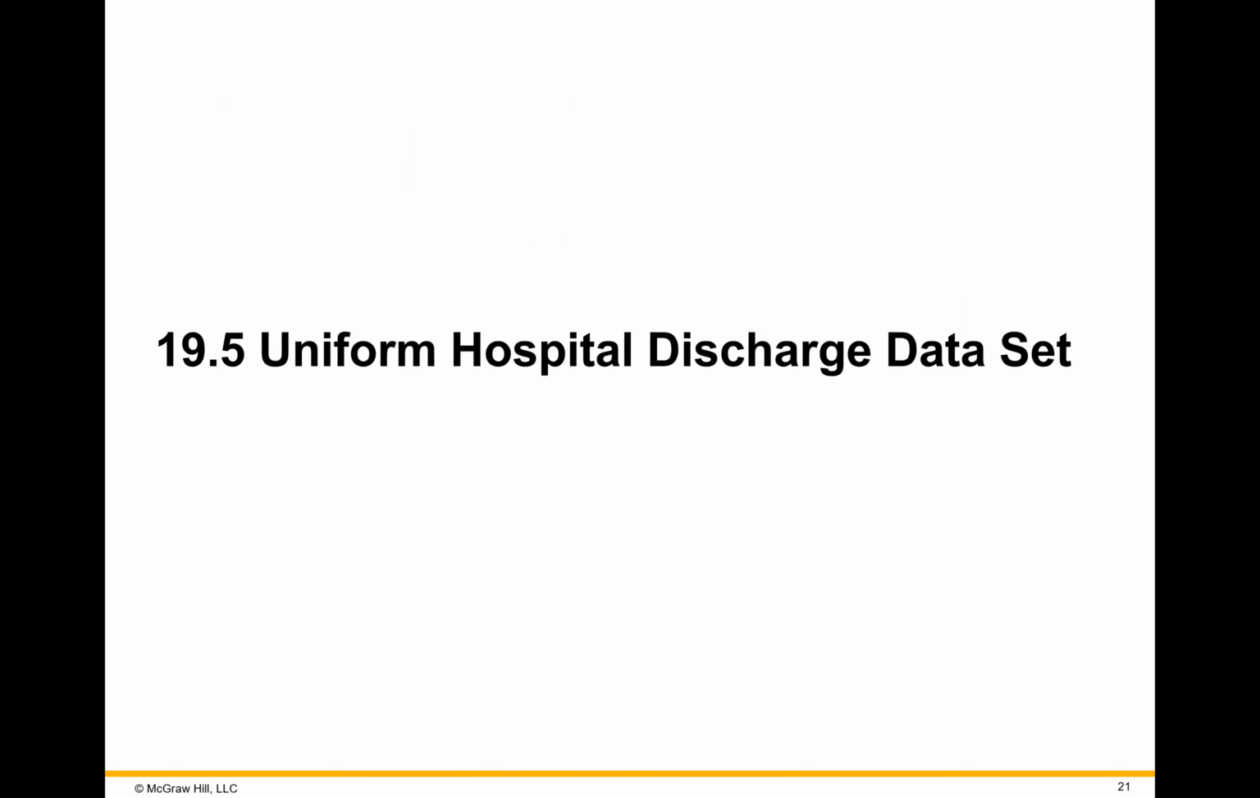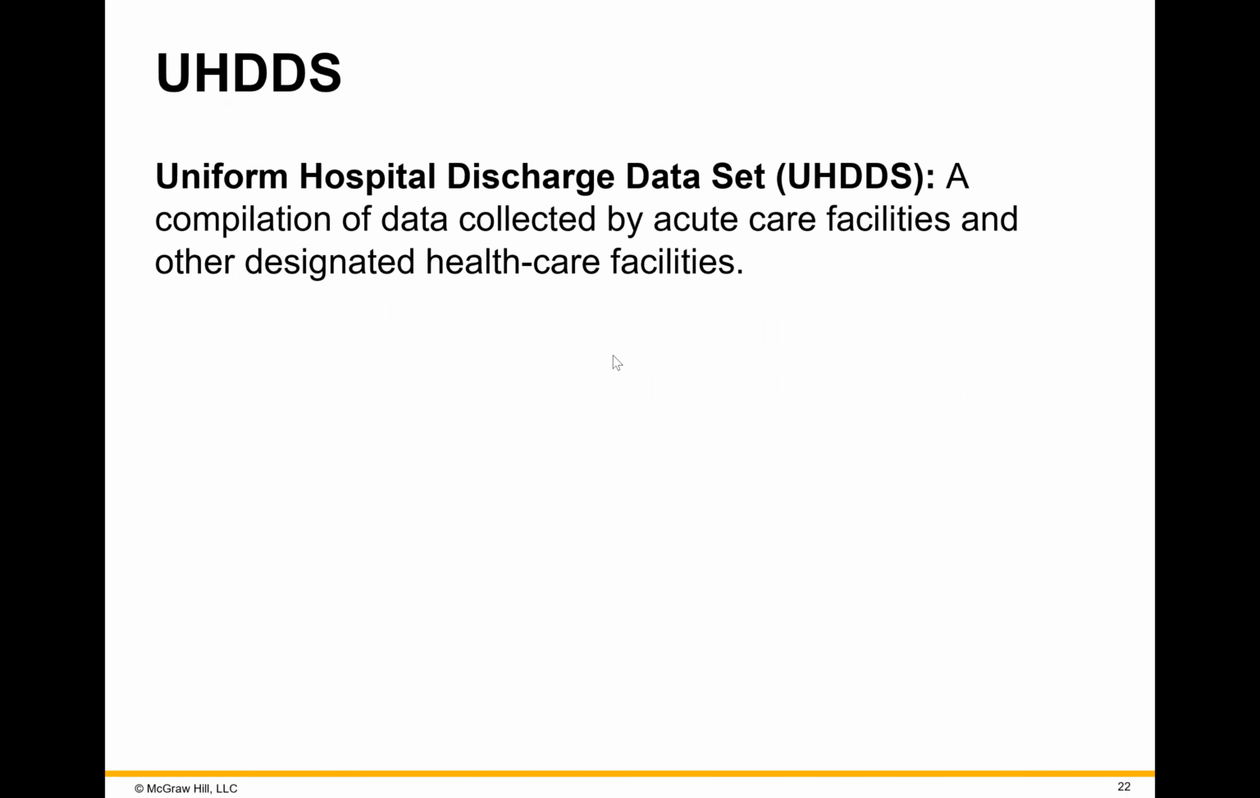Now, the last thing we want to look at is the Uniform Hospital Discharge Data Set. This is basically data fields that are common to all acute care and other designated healthcare facilities. We're seeing them now in long-term care and others. It's basically those types of things that you used to see on a face sheet.